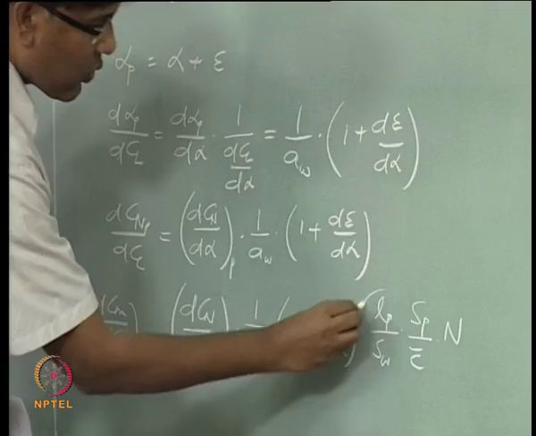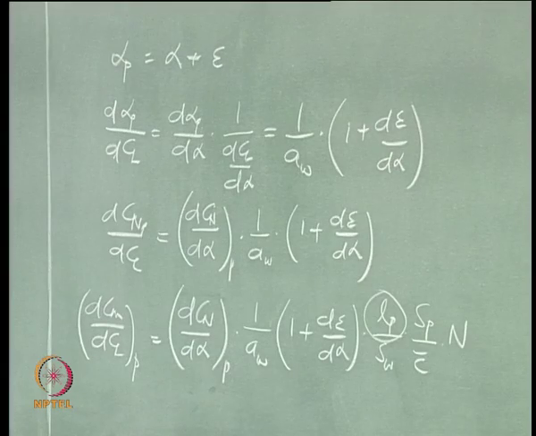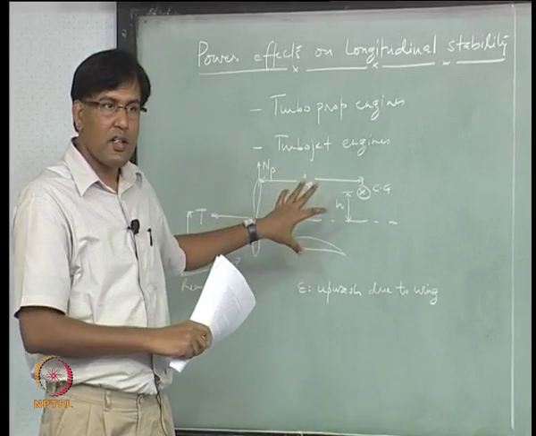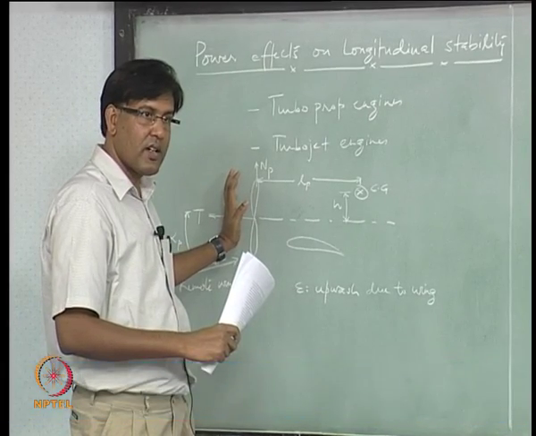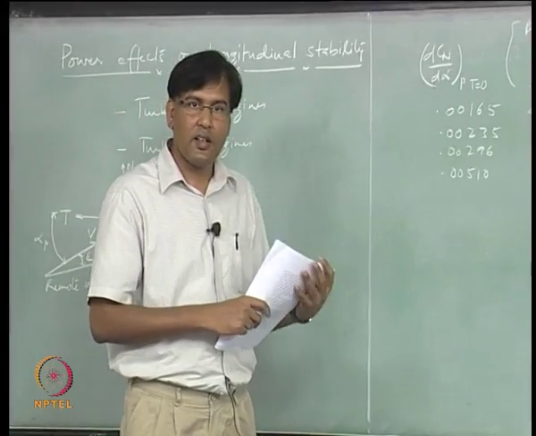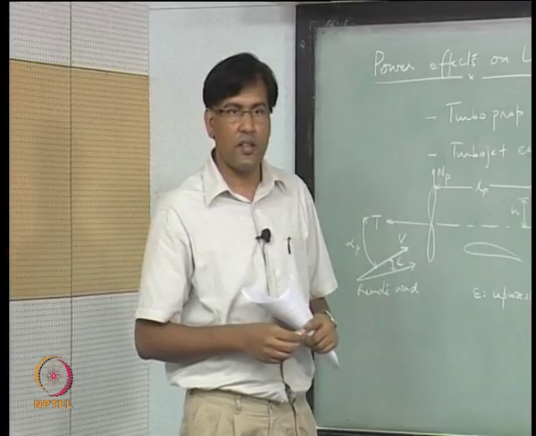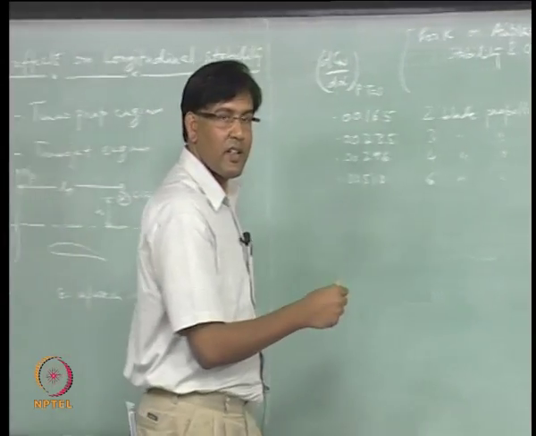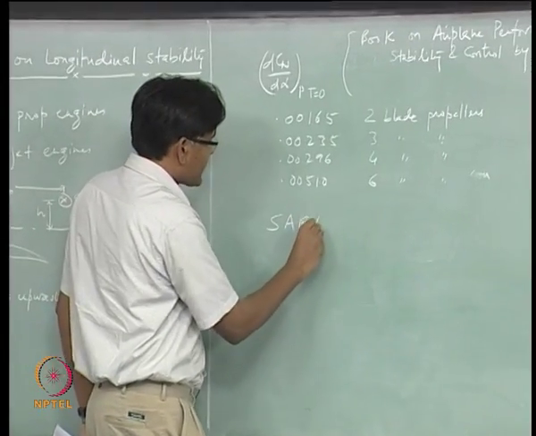It depends upon what this LP is, right? If LP is positive, that is how I have drawn it here, then the effect is destabilizing. But if the CG is ahead of the propeller, then the LP is going to be negative. Do you know of any aircraft where this is the case? Yeah, a pusher type of airplane. Do you have any idea of any such airplane? Saras. Right? UAV, sir. Saras is one such.